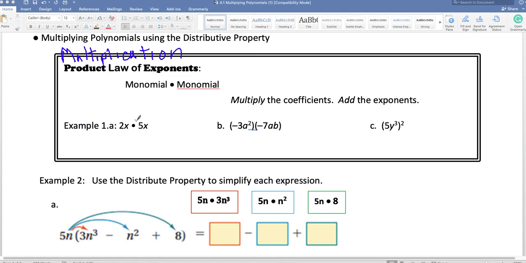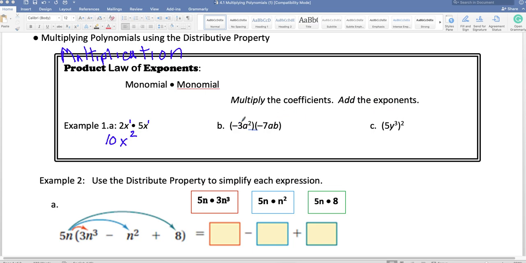I've got a 2x times a 5x. 2 and 5 are coefficients, and then x times x. They have exponents. You may not know it, but they do. This has an understood 1, and this has an understood 1. So I am going to multiply the coefficients. 2 times 5 is 10. And I've got an x with a 1 and an x with a 1. I'm going to add the exponents, so 1 plus 1 is 2. That's how the law of exponents works.